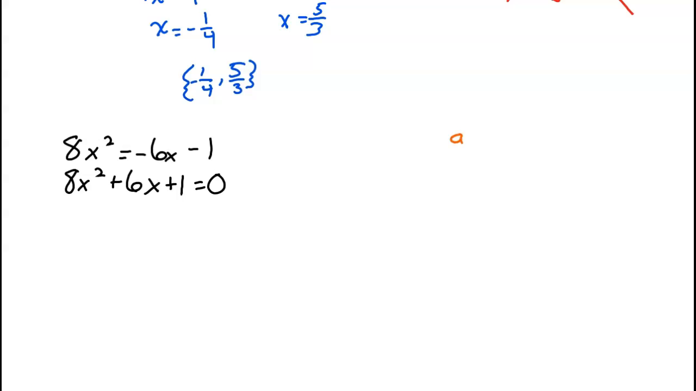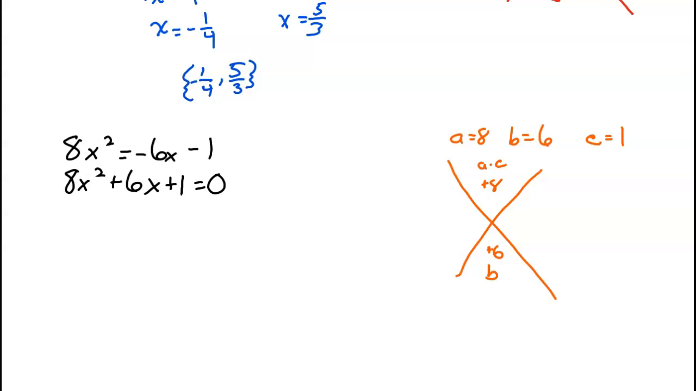So I'm going to get that a is equal to 8, b is equal to 6, and c is equal to a 1. So I need numbers that multiply to give me a positive 8 and that add to give me a positive 6. Well, numbers that multiply to give me 8 are 8 and 1, 4 and 2. Okay, so we get positive 4, positive 2.